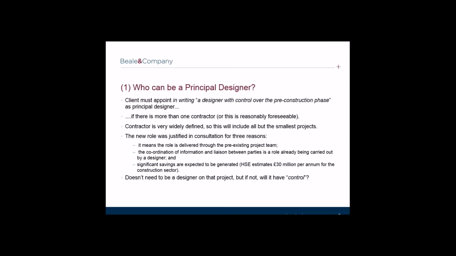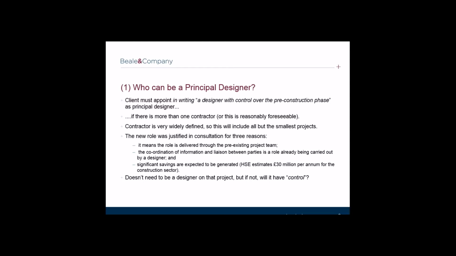From our interpretation of the regulations, the principal designer does not need to be a designer on that particular project, but must be a designer. However, if he is not a designer on that particular project, then how will he have the necessary control? Therefore, we consider the principal designer will come from the project design team.